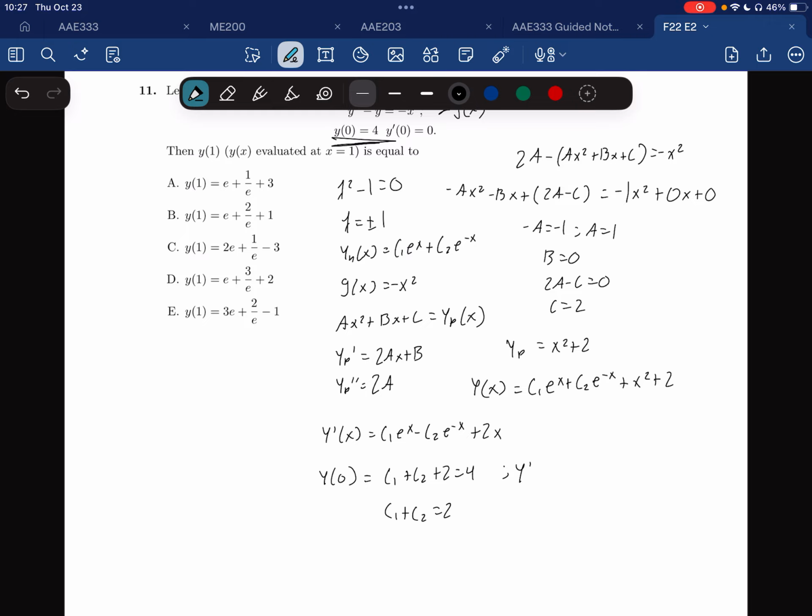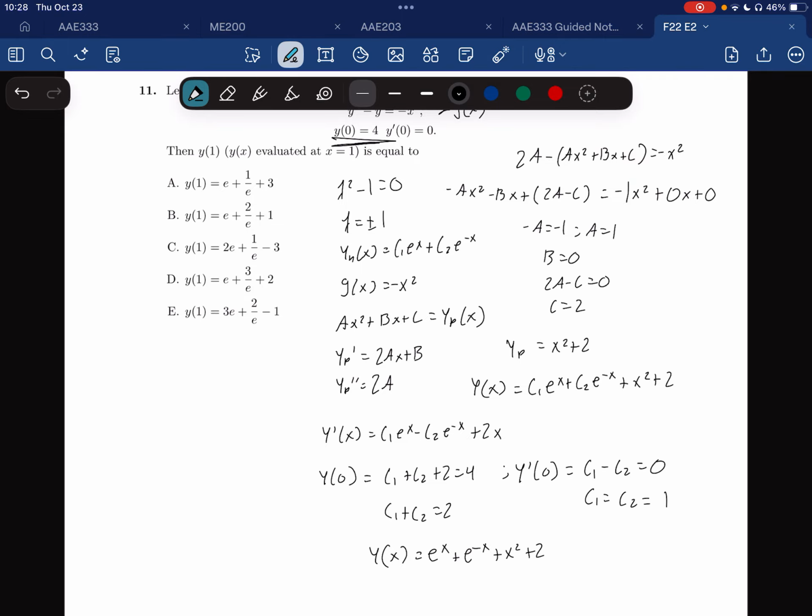And then our y prime of 0 is going to be equal to C1 minus C2 is equal to 0. So C1 is equal to C2. So therefore, each is equal to 1. Right? And now we can find our actual y of x because we have everything. e to the x plus e to the minus x plus x squared plus 2. This is our actual solution.